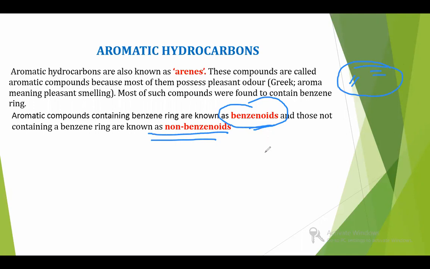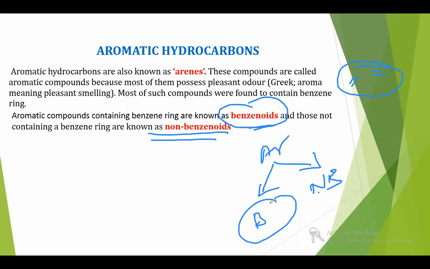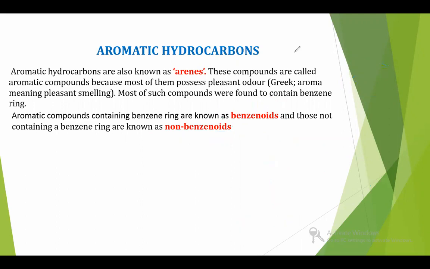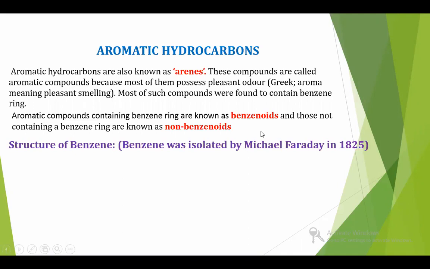So aromatic hydrocarbons fall into two groups: one is benzenoid, another is non-benzenoid. Benzenoids are those consisting of a minimum of one benzene ring. Non-benzenoids also have a conjugated pi system but don't consist of a benzene ring; they are called non-benzenoid aromatic hydrocarbons. Aroma means good fragrance.